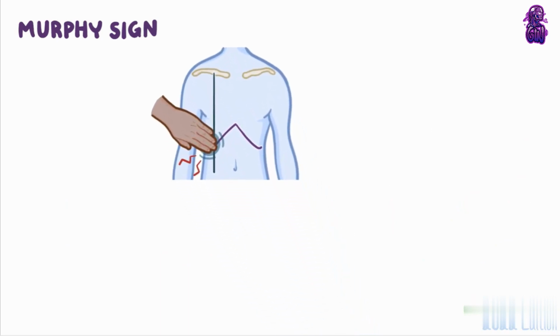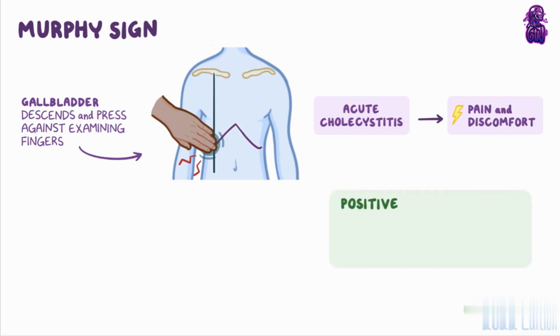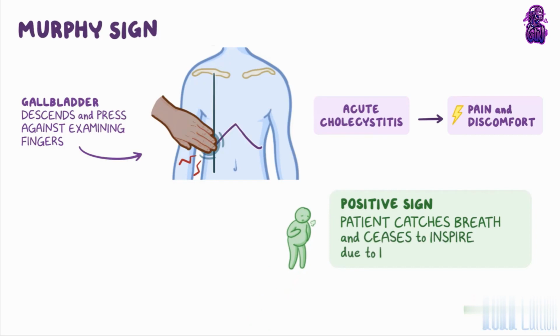On clinical examination, there's a positive Murphy sign. This is when the individual is asked to take a deep breath while the doctor palpates the area of the gallbladder just beneath the edge of the liver. Deep breaths cause the gallbladder to descend and press against the examining fingers, which in individuals with acute cholecystitis leads to pain and discomfort. A positive Murphy sign is when the patient catches their breath and ceases to inspire due to the pain of the inflamed gallbladder descending against the examiner's hand.